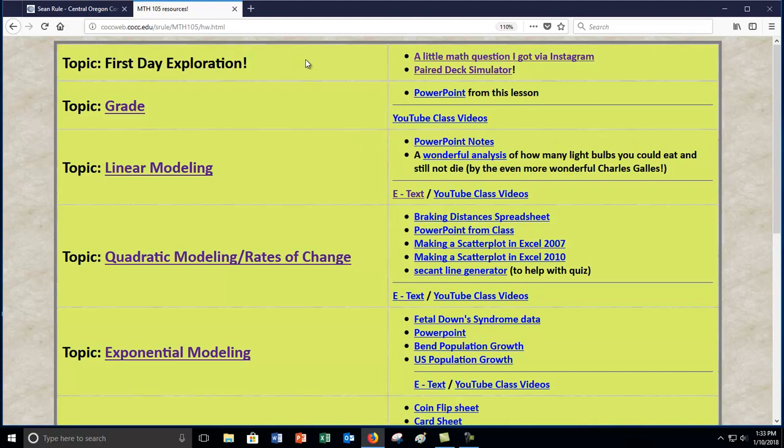So the first day exploration only has a PowerPoint, one slide PowerPoint, and an Excel sheet, because most of what we talk about with that first day into the second day is done on the board and with each other and with decks of cards. The next topic, grade, has simply a PowerPoint. But you notice that some of them also have what are called YouTube class videos, some topics.